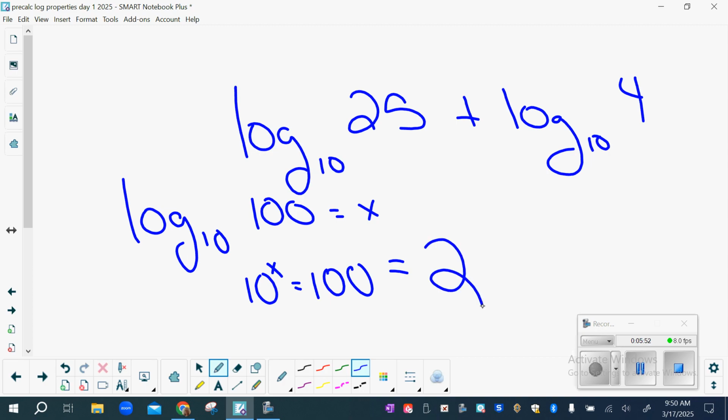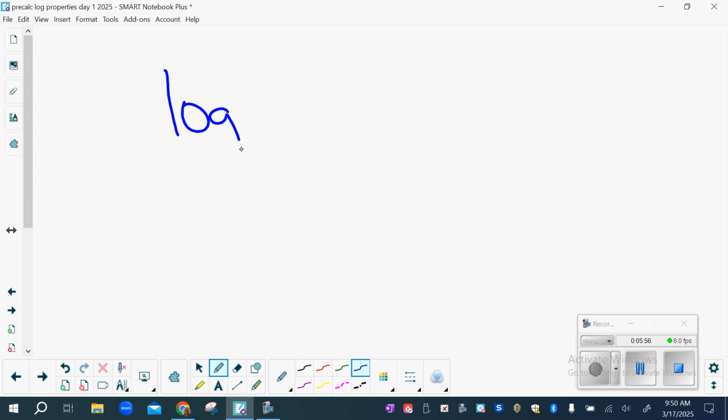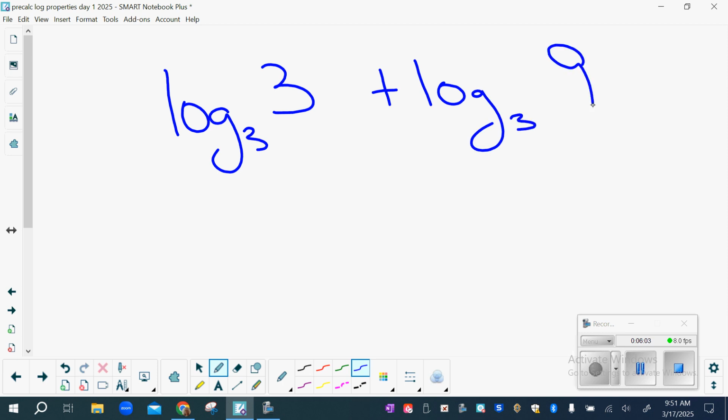So with that in mind, try this one, my sweet, sweet potatoes. Log base 3 of 3 plus log base 3 of 9. 2 ways to do this problem. I love this one. She is beautiful.